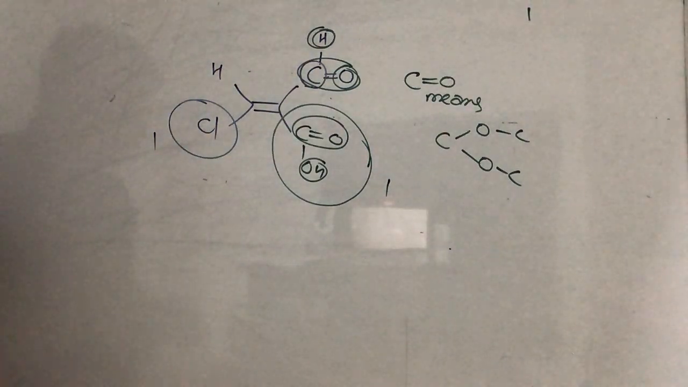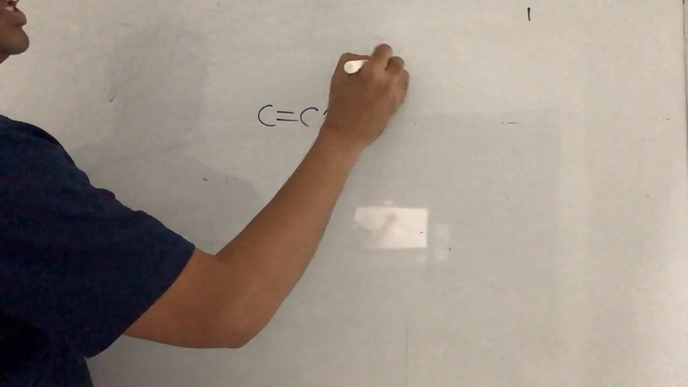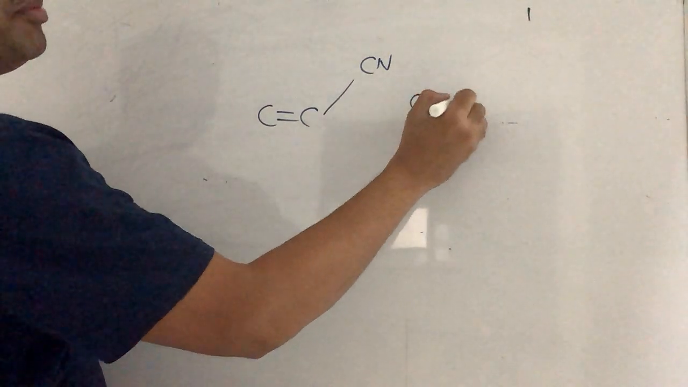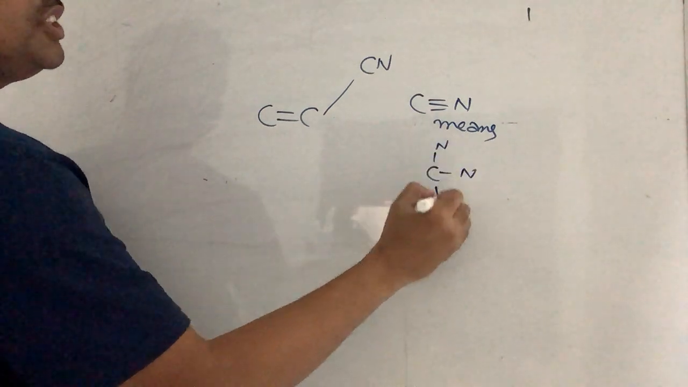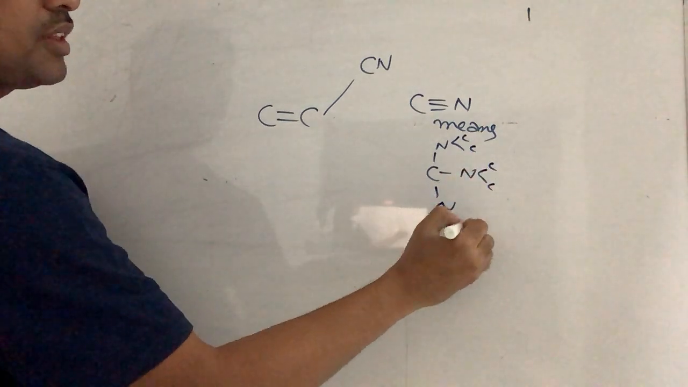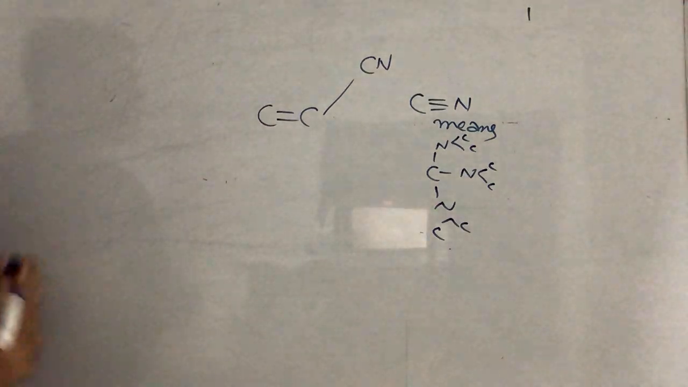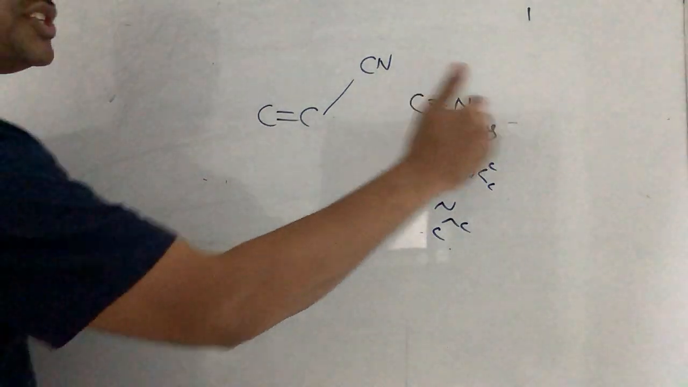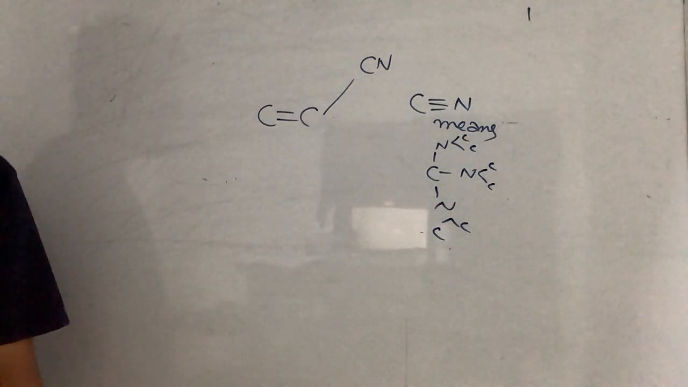For example, when a CN group is there, CN group means C triple bond N. How to consider the C triple bond N? For example, C double bond C. Now it is CN. CN means C triple bond N. It means you need to think that this carbon is attached to 3 nitrogens, and each nitrogen is also attached to 3 carbons. 1, 2, 3 carbons. 1, 2, 3 carbons. Because it is C triple bond N. So with the triple bond, CN means this much important group according to the Cahn-Ingold-Prelog rules, only for the purpose of the Cahn-Ingold-Prelog rules.